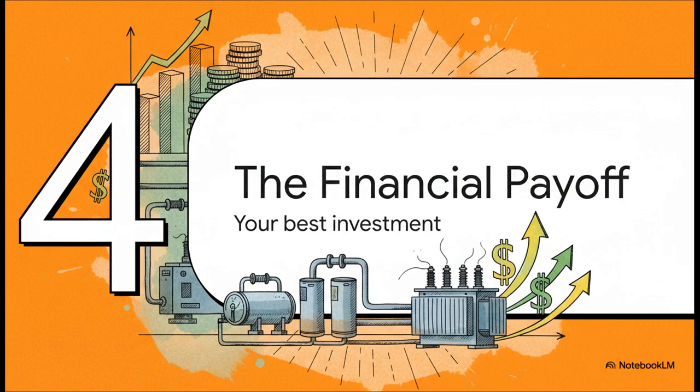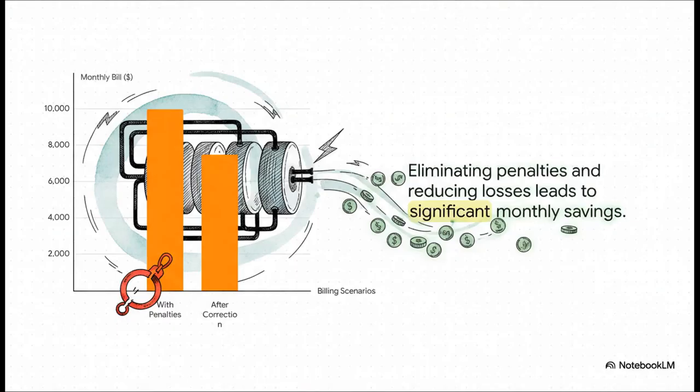So what's the business case here? I mean, why go through all this trouble? It's simple. Correcting your power factor is very likely one of the best and fastest returning investments your facility could possibly make. Just look at the impact here. Imagine your facility has a $10,000 monthly bill, and a full $2,000 of that is just penalties for poor power factor. The moment you install the right capacitor bank, those penalties just vanish. Then you factor in the reduced energy losses, and the total savings here could be around $2,500 every single month.